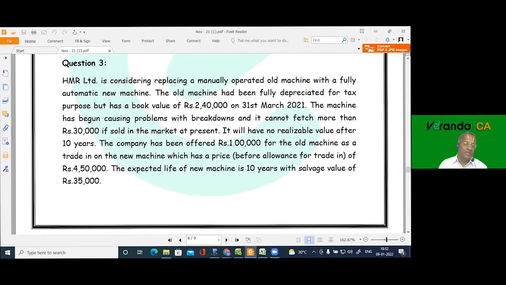By taking up the exchange offer, your outflow is going to be only 3,50,000: 4,50,000 minus 1 lakh, 3,50,000 rupees. But if you are selling it outside, it is going to be 30,000 only. So why would I take 30,000 when somebody else is giving credit for 1 lakh rupees? Therefore, this is not any lost opportunity. So from the 1 lakh, we have to deduct 4,50,000.